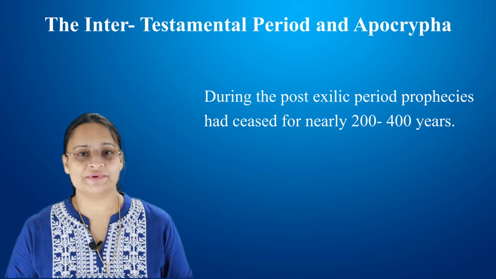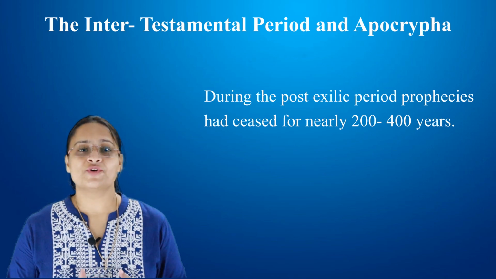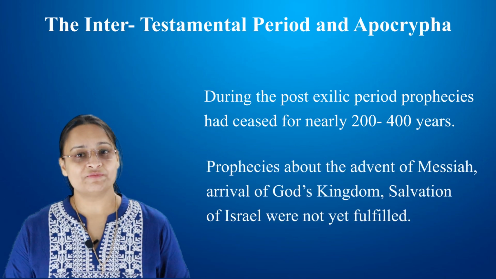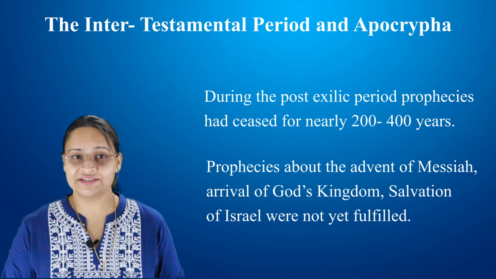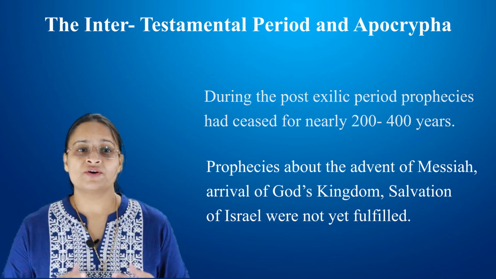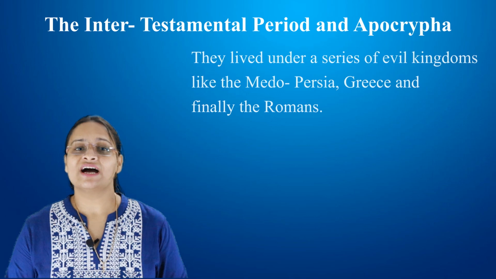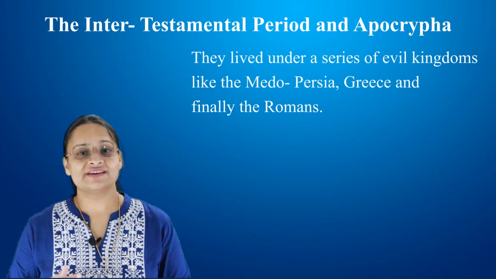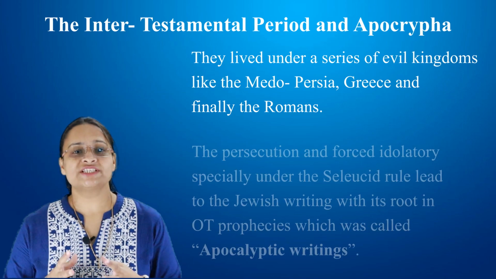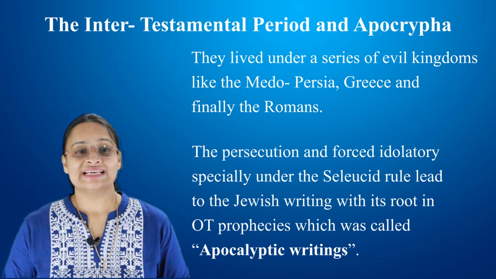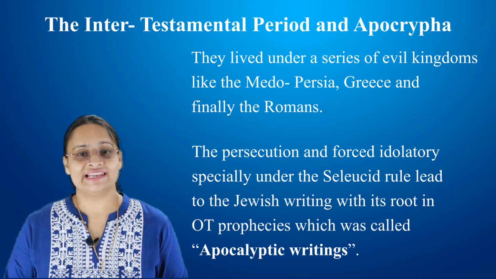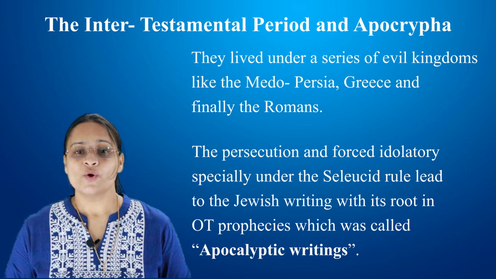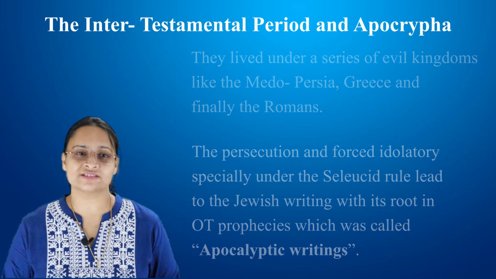During the post-exilic period, prophecies had ceased for nearly 200 to 400 years. Prophecies about the advent of Messiah, arrival of God's kingdom, and salvation of Israel were not yet fulfilled. They lived under a series of evil kingdoms like the Medo-Persians, Greeks, and finally the Romans. The persecution and the forced idolatry, especially under the Seleucid rule, led to Jewish writing with its root in Old Testament prophecies, which was called the apocalyptic writings.